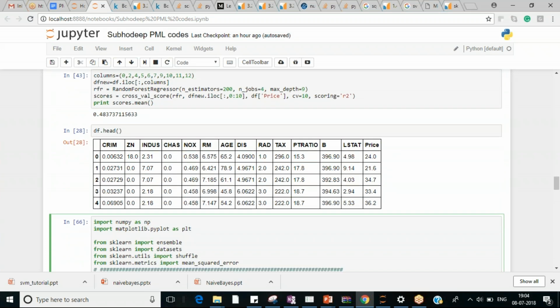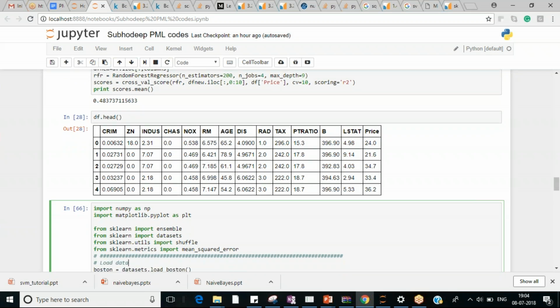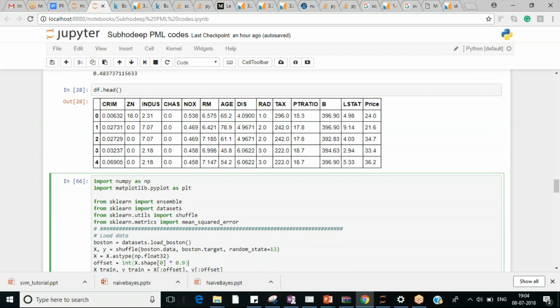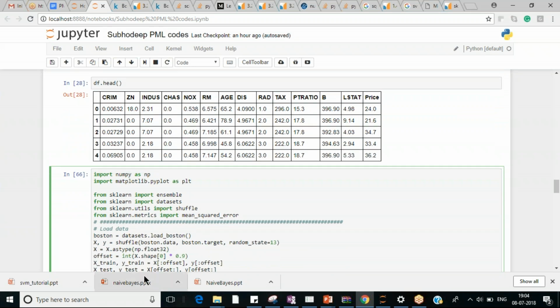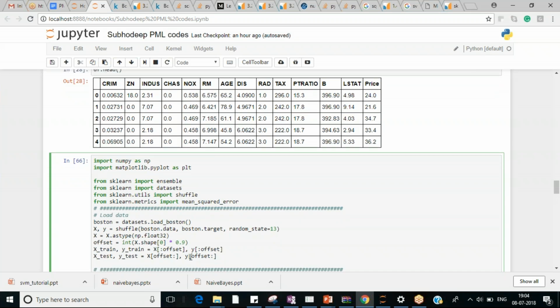So these are the packages that I import. This is the same Boston data set. Here, what I do is I take a subset of 0.9, I mean 90% I take for training, and the rest 10% I take for testing. Okay, so this is a simple subsetting procedure.